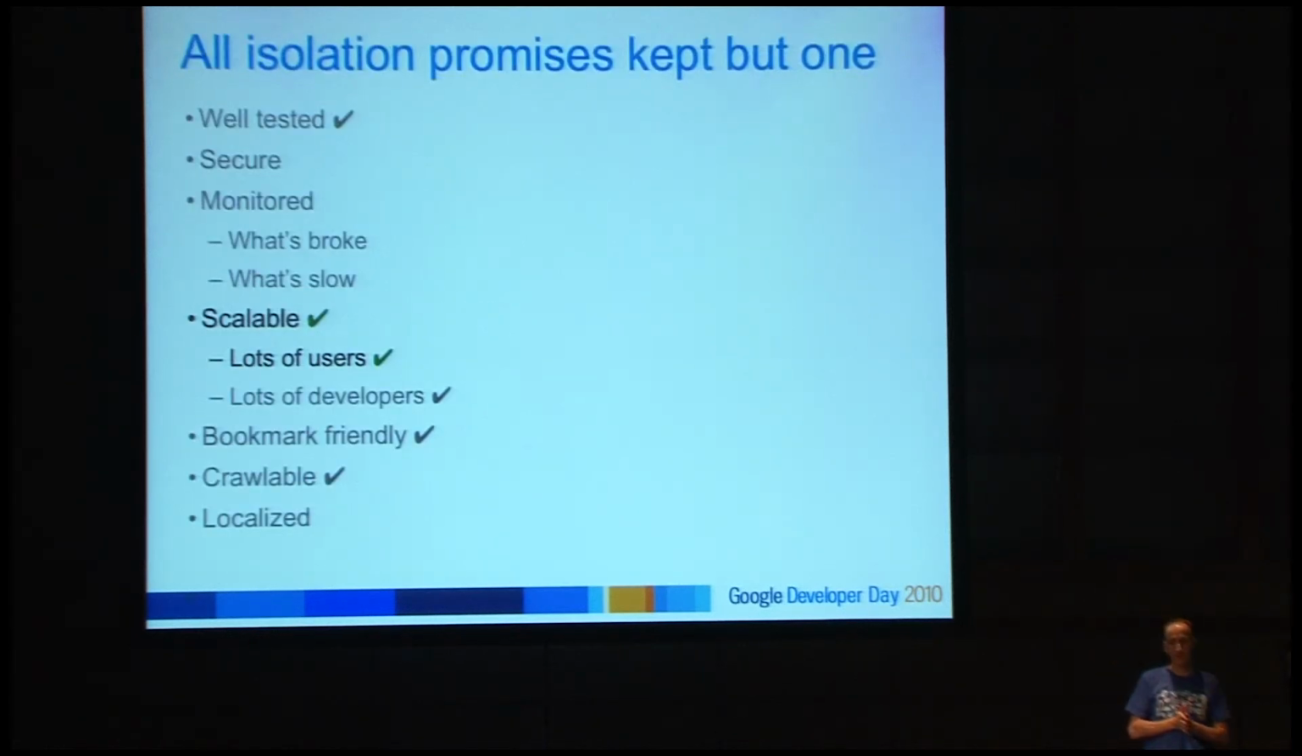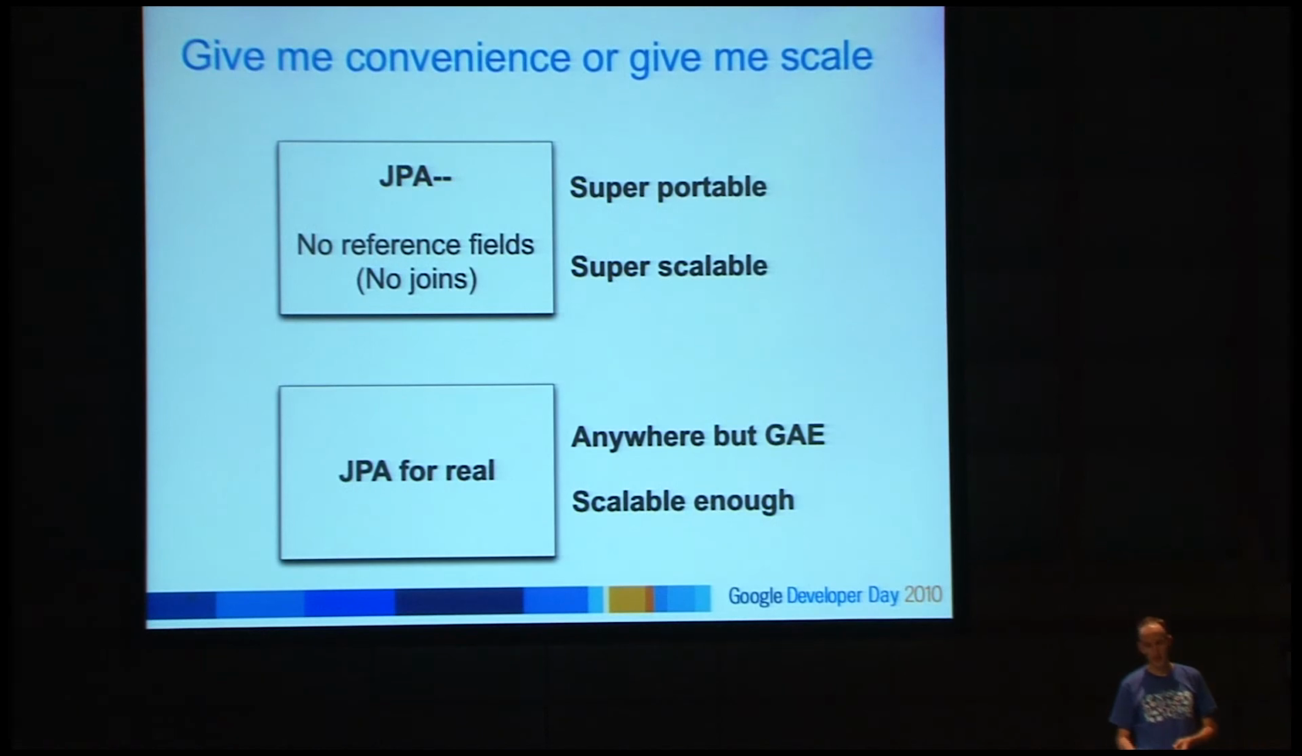So we kept most of our promises. We talked about all of the subjects, really, except for one, which was lots of users, scalability. Now we have a scalable hosting platform that you may have heard of called Google App Engine. But there's some choices and trade-offs for you to make.